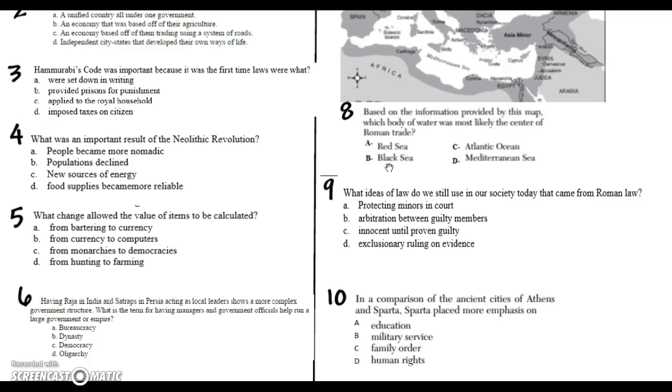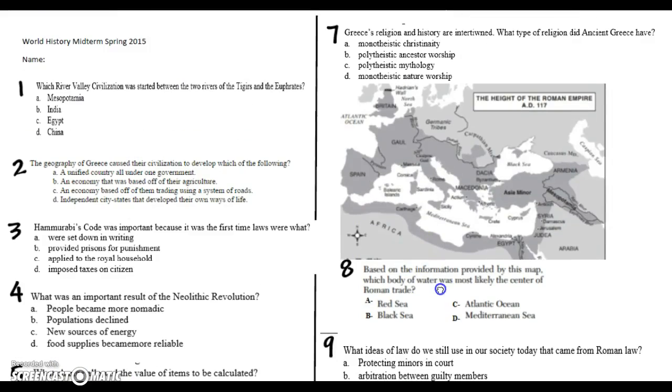Number 6. Having a Raja in India and satraps in Persia acting as local leaders shows a more complex government structure. What is the term for having managers and government officials help run a large government or an empire? A. Bureaucracy. B. Dynasty. C. Democracy. D. Oligarchy.